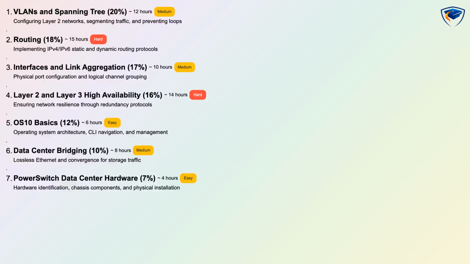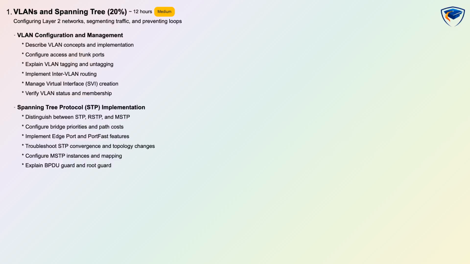The VLANs and spanning tree domain carries 20% of the exam, is medium difficulty, and has an estimated 12 hours of study with scenario-based assessment. You will learn VLAN concepts and implementation, how to configure access and trunk ports, and when to tag or untag traffic. You will practice inter-VLAN routing and SVI creation, verify VLAN membership, and implement and troubleshoot STP variants including STP, RSTP, and MSTP while configuring bridge priorities, path costs, and features like edge port, PortFast, BPDU guard, and root guard.